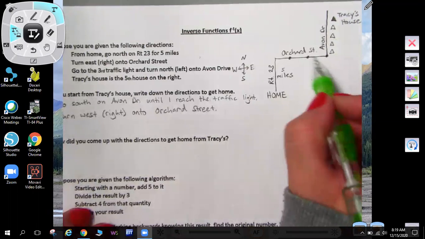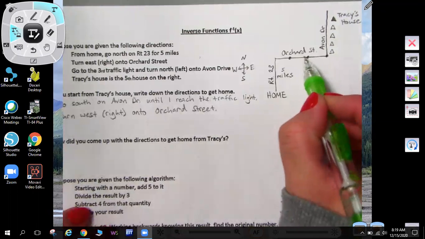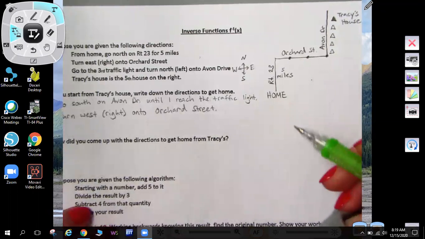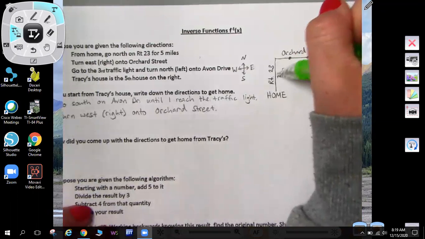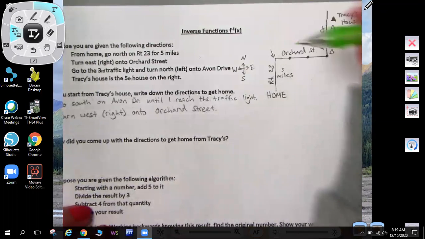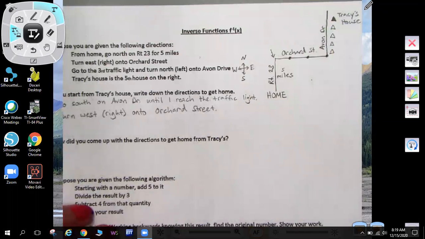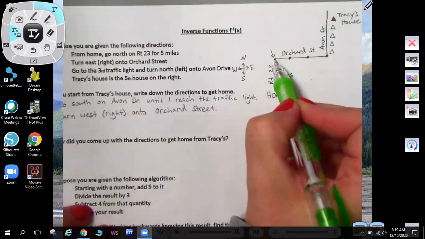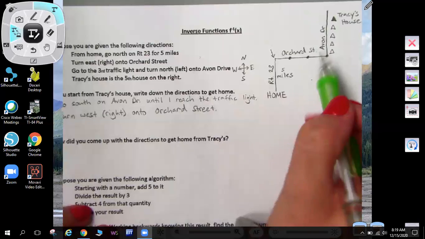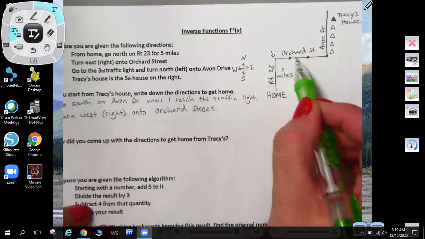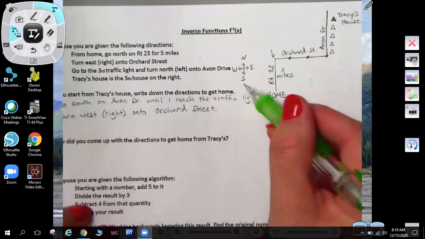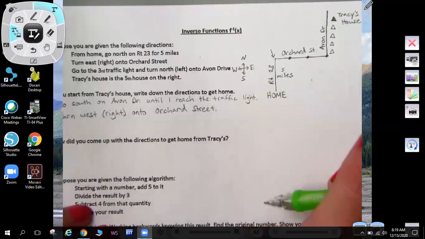Once we're on Orchard Street, we're going to pass 2 traffic lights before we get to our turn. And we don't know if there's a traffic light at our turn. We were never told if there was a traffic light right there or not. So all we know is that we're going to pass these 2 traffic lights before turning south on Route 23.